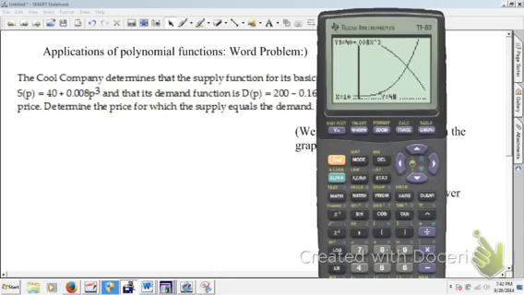Trace. We knew we were going to be looking for a point of intersection. Now there's a cool feature on the calculator. You can hit second calculate, go down to intersect, enter, and just hit enter like 3 times. It says first curve, second curve, enter. Yep, look at that, 21.86. So the cost for the unit where the supply meets demand, $21.86.